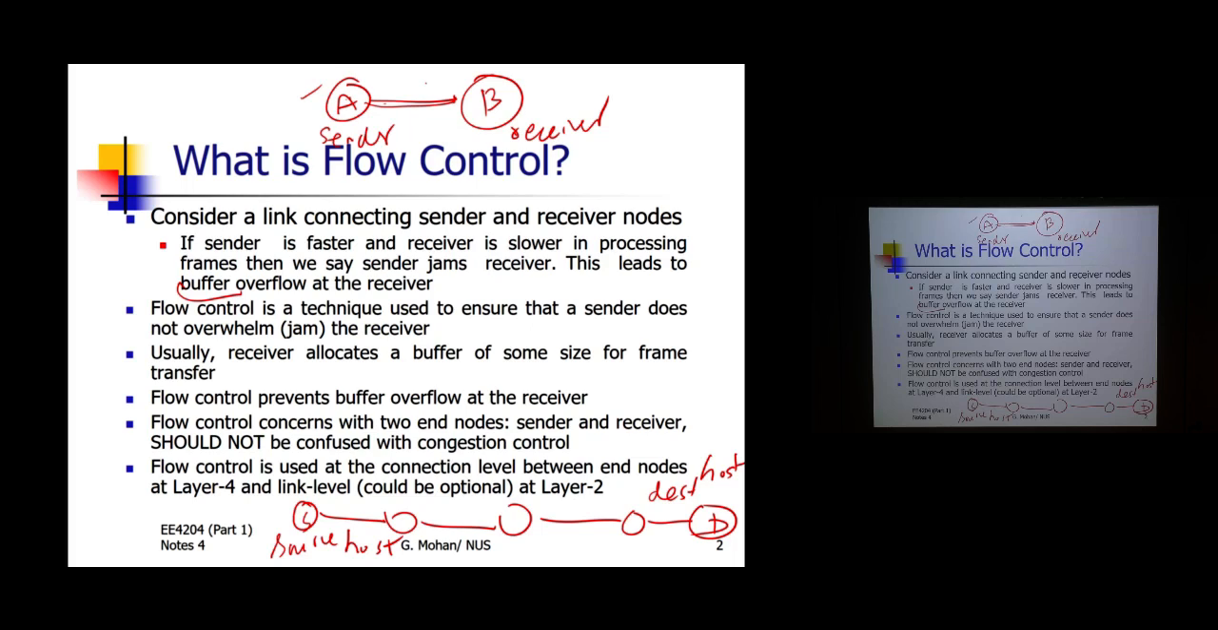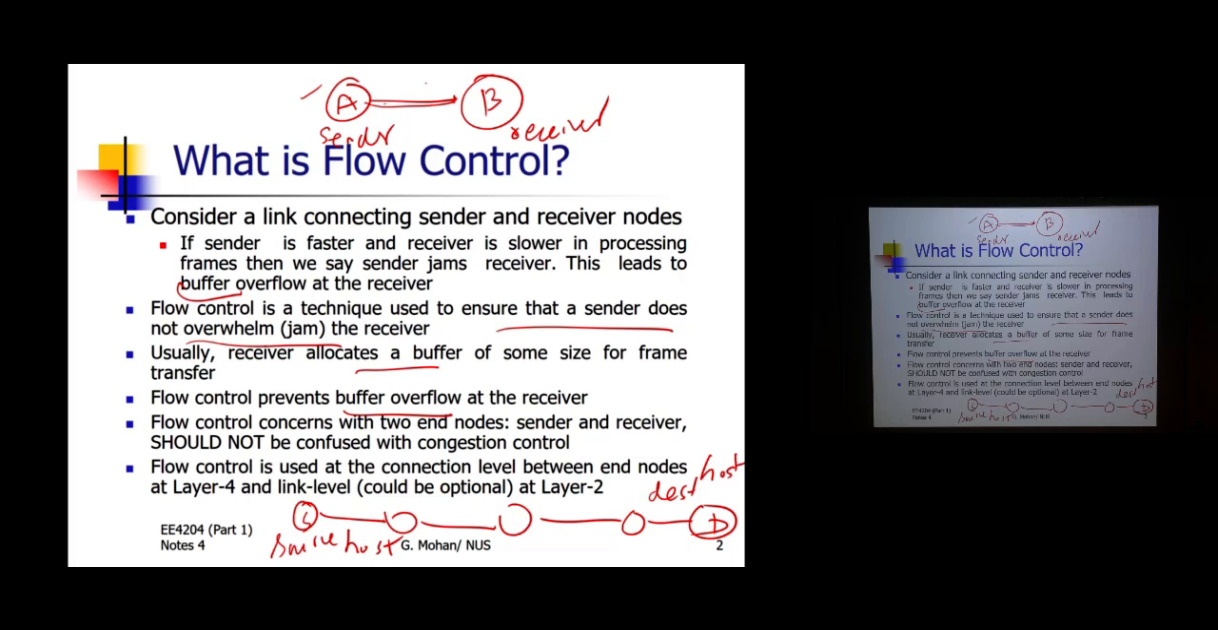So flow control is a technique used to ensure that a sender does not jam or overwhelm the receiver. We have to make sure that the sender is not jamming the receiver. As I said before, the receiver has a buffer of finite size to cope with the sender. But flow control should make sure that the buffer does not overflow.